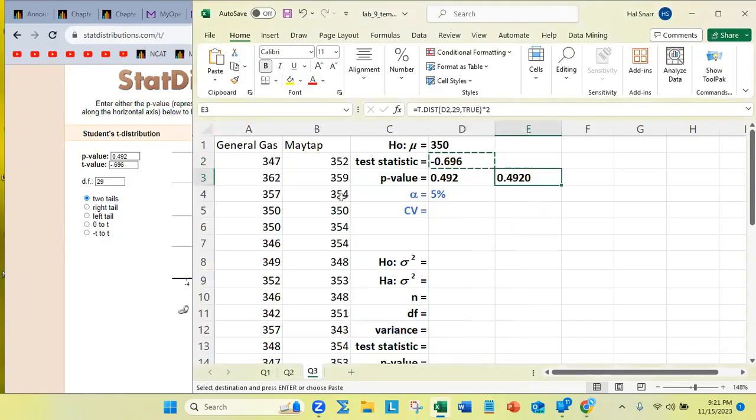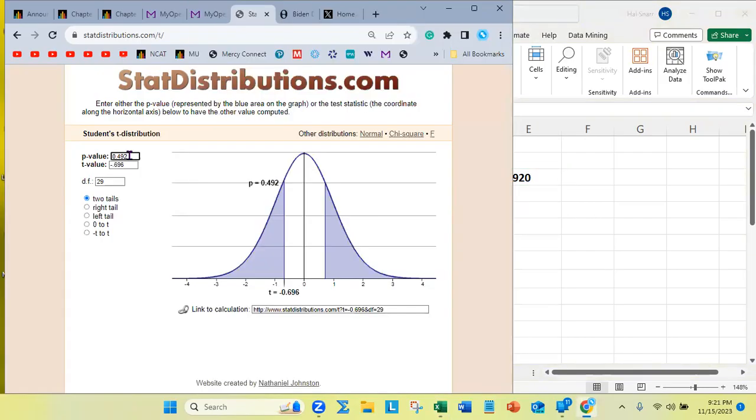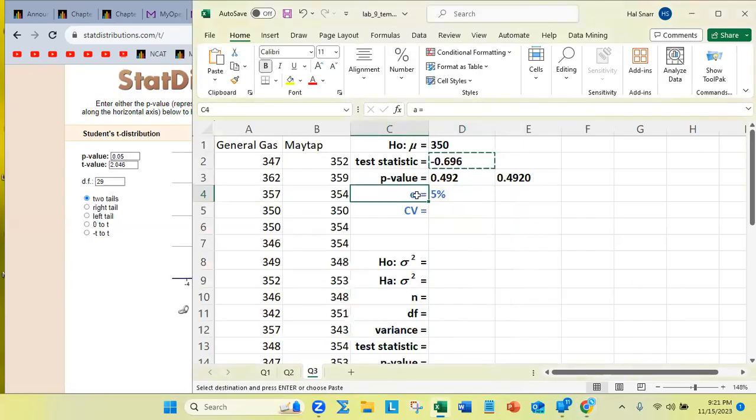Okay, now what about the critical value? Well, let's see what it looks like in statdistributions.com. I'm going to change this to 0.05, right? And this is a negative 2.046. This is a positive 2.046. And the probability of being outside those numbers is 0.05. Half of that 0.05 is here, and half of that 0.05 is here. So since this is a two-tailed test, I'm going to divide the alpha by 2.